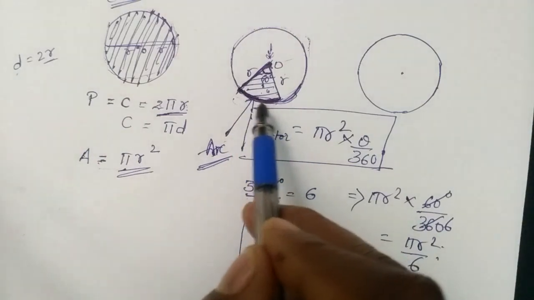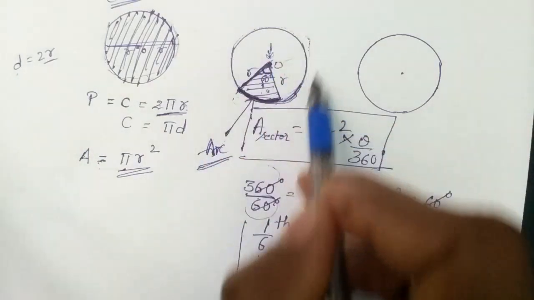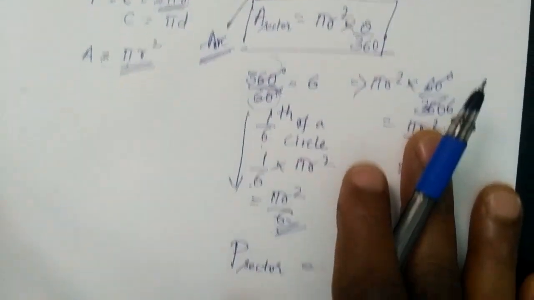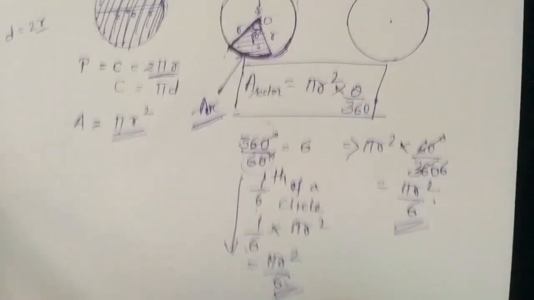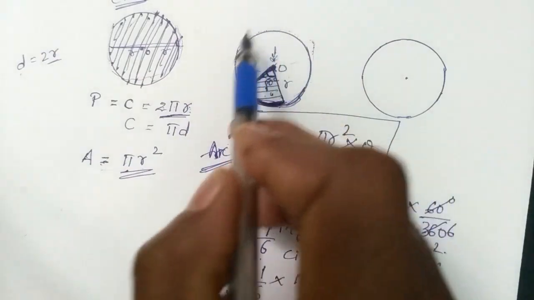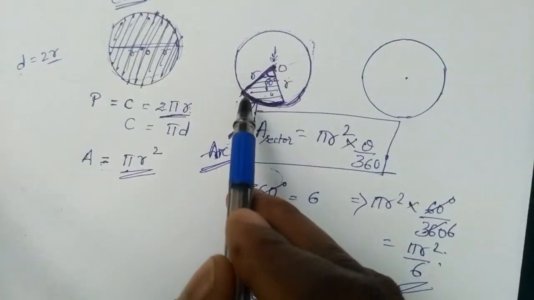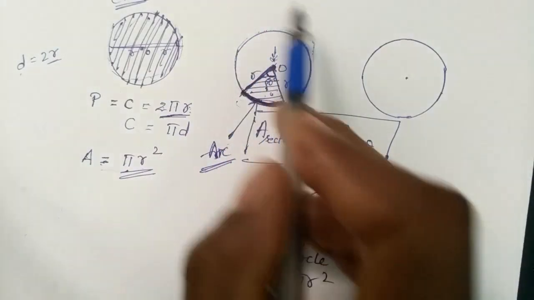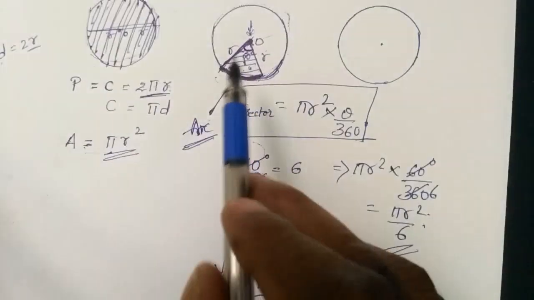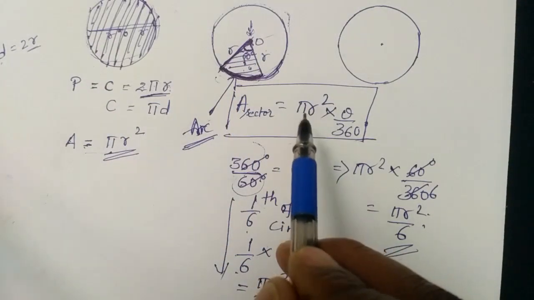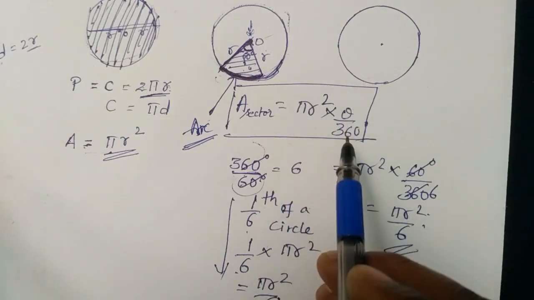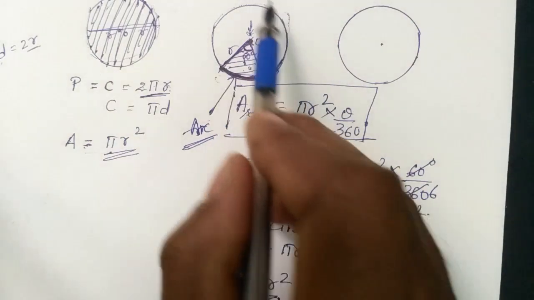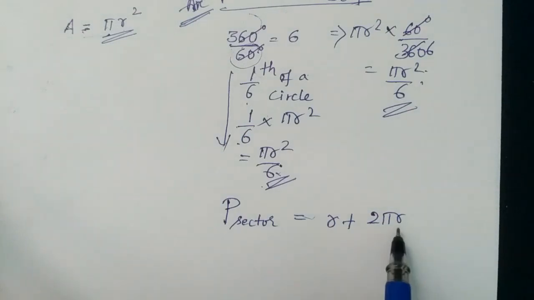So what is the length of an arc? This arc is part of the complete circumference. The complete circumference is 2 pi r, but this is only a part of the circumference. You know that for a part of the area of a circle, the area of a circle is pi r square, and its part is found by theta by 360. Similarly, one circumference is 2 pi r.